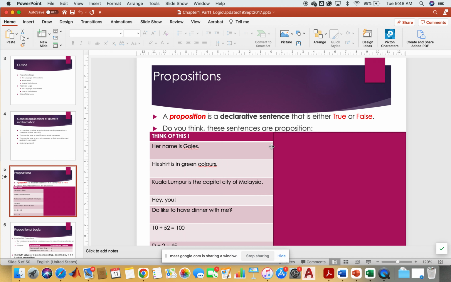Alright. Propositions. A proposition is a declarative sentence that is either true or false. So, this is the example. Let's look at the first one. Her name is gorgeous. So, this is a statement, and this statement has what we call a truth value. Her name can be gorgeous, and at the same time, her name may be not gorgeous.